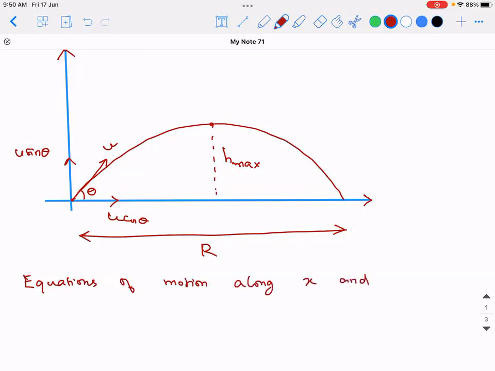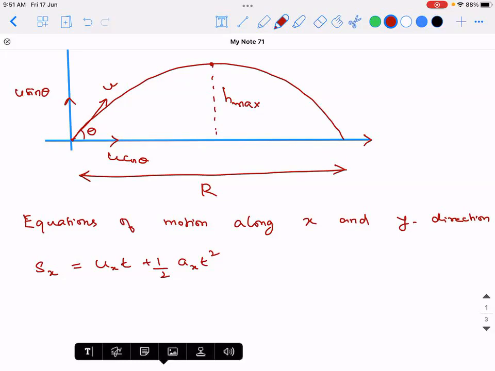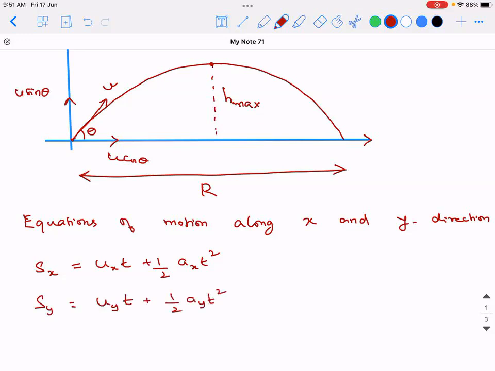When you apply the equations of motion along x and y direction, you can say s along x is equal to ux into t plus half into ax into t square. So displacement along x direction is this. Similarly, along y direction, s along y is equal to uy into t plus half into ay into t square. Now the points to be noted are: initial velocity along x direction is u cos theta, initial velocity along y direction is u sin theta, acceleration along x direction is zero, and acceleration along y direction is minus g. If you substitute all these values, you will get different kinds of variables.